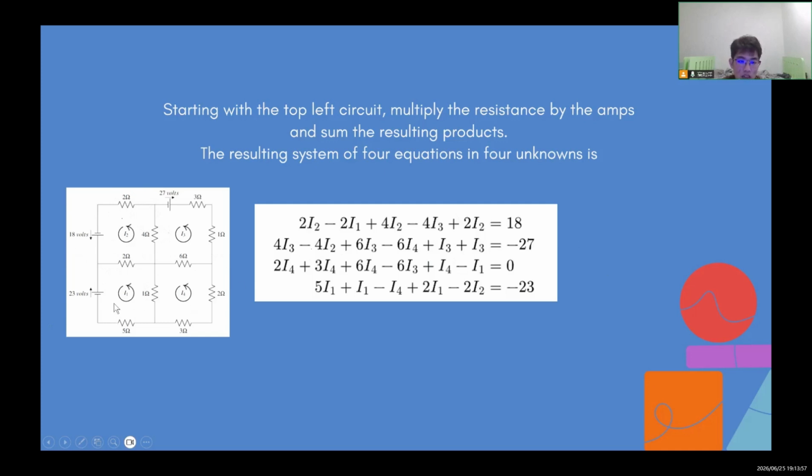And the other 3 circuits are also the same, so we can get the other 3 equations, which is 4I3 minus 4I2, 6I3 minus 6I2 plus I3 and plus 3I3. So here should be 3I3 equal to minus 27. And 2I4 plus 3I4 plus 6I4 minus 6I3 plus I4 minus I1 is equal to 0. And 5I1 plus I1 minus I4 plus 2I2 minus 2I1 is equal to minus 23.